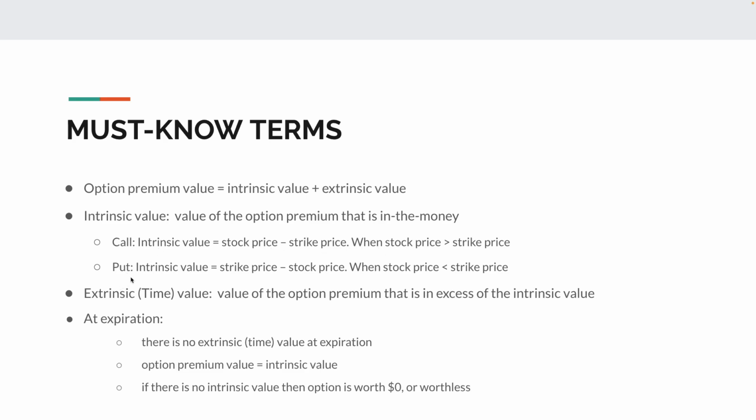For the put option, it is in the money when the stock price is lower than the strike price. And again, when we talk about in the money, we are talking about from the perspective of the buyer of the option. For a put, it has intrinsic value when, again, the strike price is greater than the stock price. So the intrinsic value is taking the strike price and minusing the stock price. That will give you the intrinsic value.